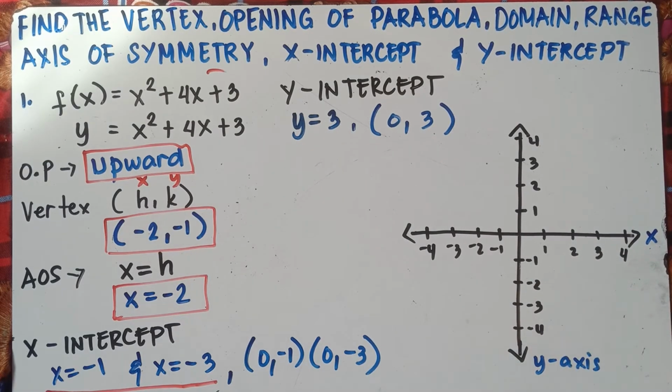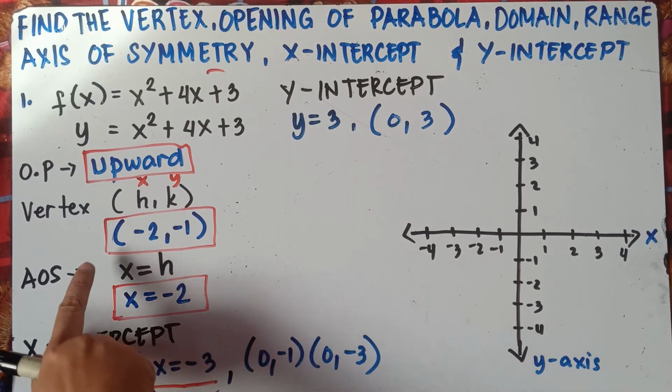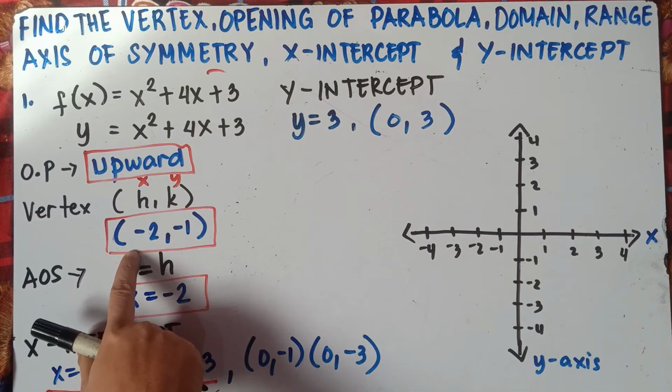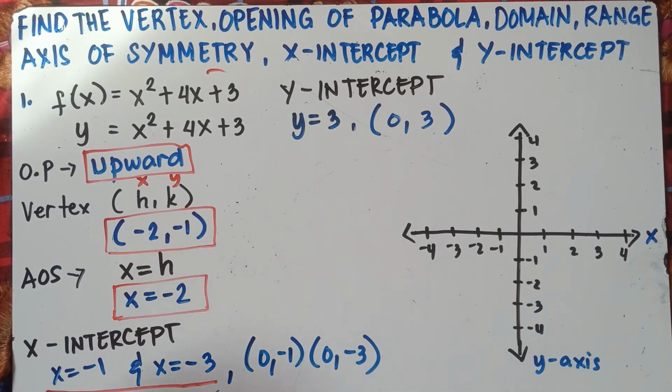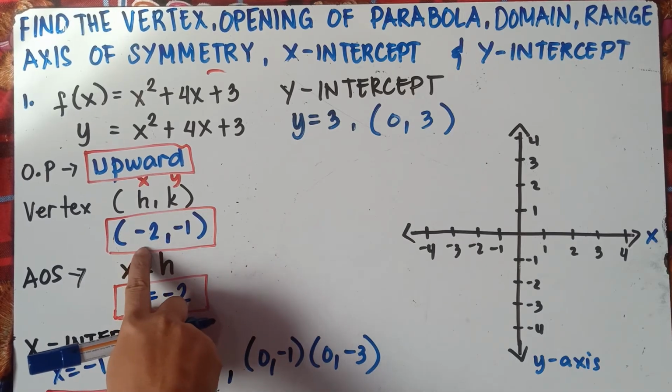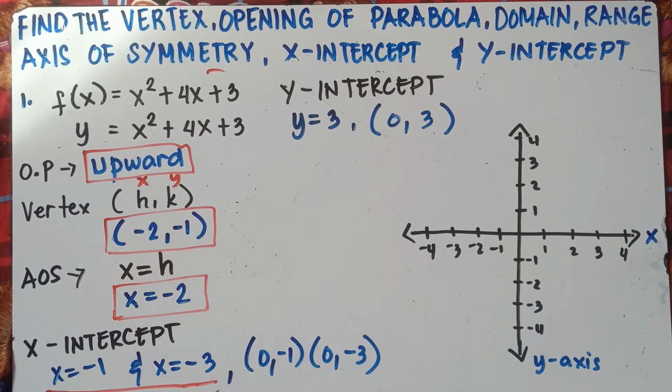Alright, so let's start. When we graph this one, class, we will be starting at the vertex. Our vertex is negative 2 and negative 1. What will be that quadrant, class? Negative 2 for x and negative 1 for y. Of course, if it's negative, negative, that would be quadrant 3.